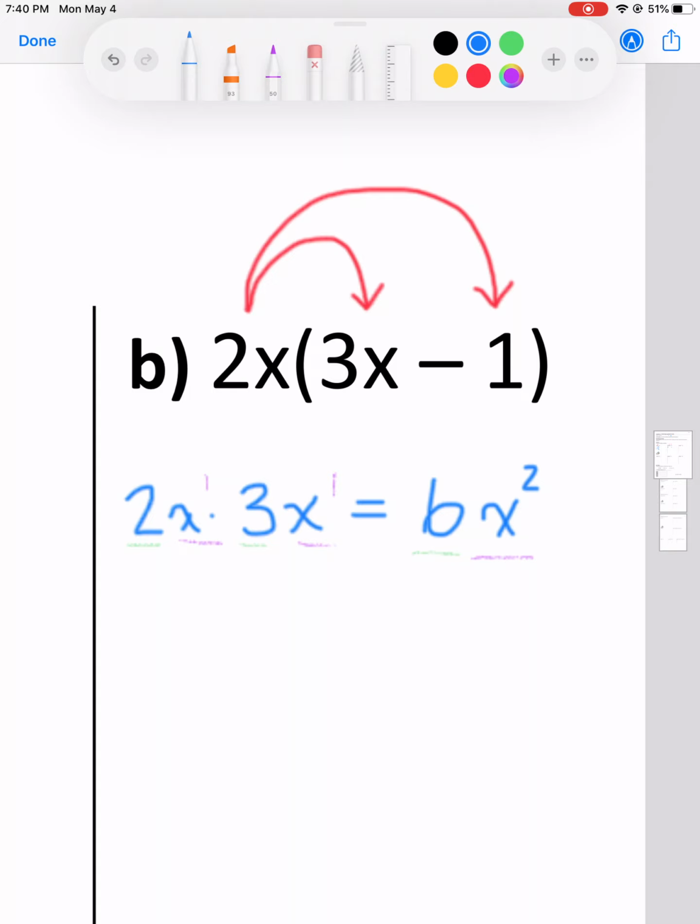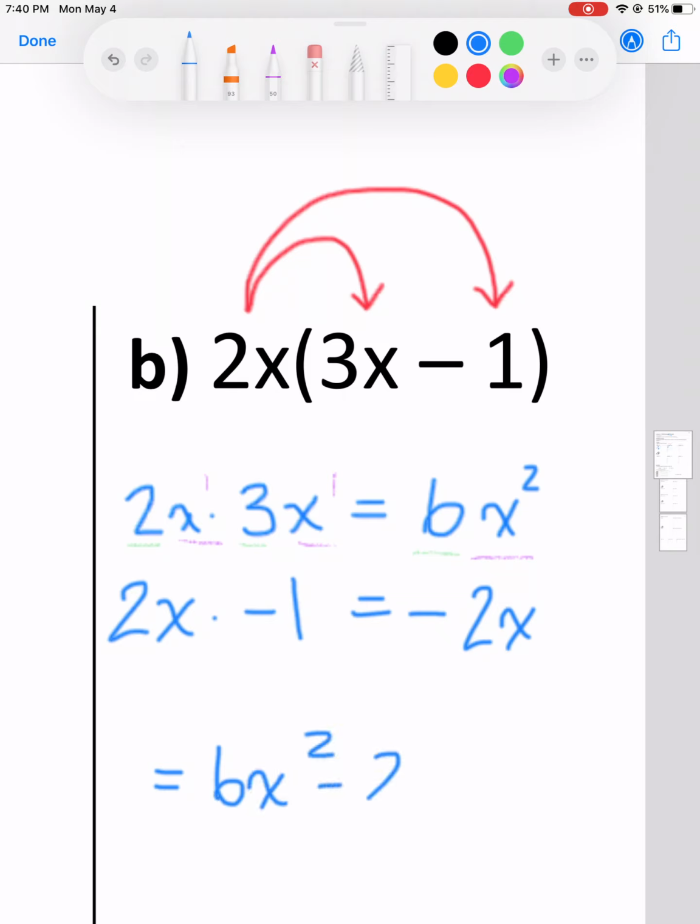The next one is going to be 2x times negative 1. Well, anything times 1 is the same thing. Positive times a negative is a negative, so it's negative 2x. So what's my final answer? 6x squared minus 2x. Okay, you got to be careful with those exponents, guys. Okay.